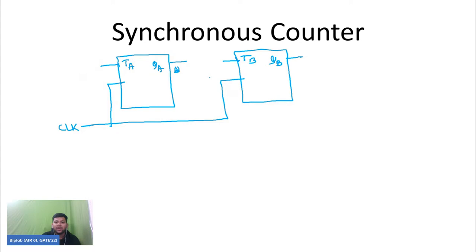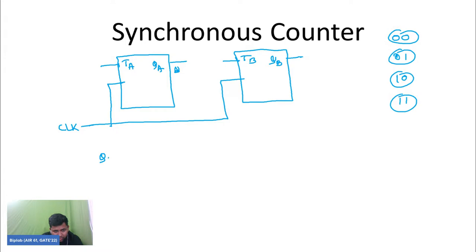That is what we have to find out. We know we will count this way: 00 to 01 to 10 to 11. Now to find out what will be the TA and TB, first I will write down what I want, what are my expectations of output.